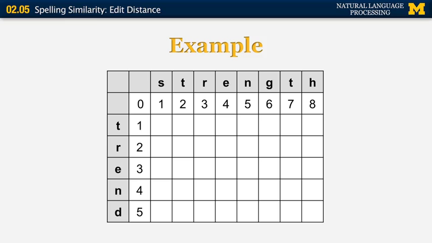So Levenstein's method works like this. We're going to first compute the edit distance between the leftmost substring of strength, specifically the letter S, and the leftmost one-character substring of trend, namely T. So if S and T are those two letters, we're going to have an edit distance of 1 because they don't match. If they were the same, then we would have an edit distance of 0.